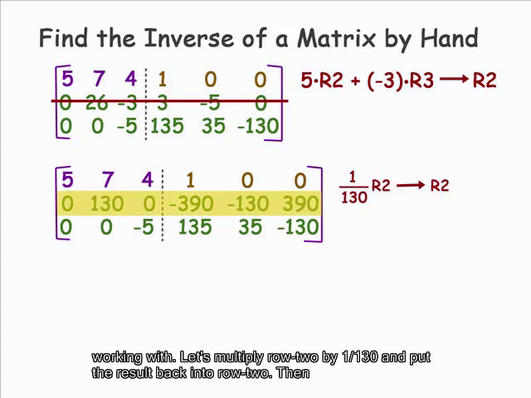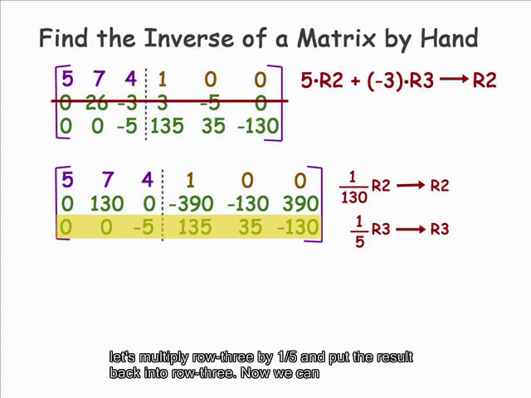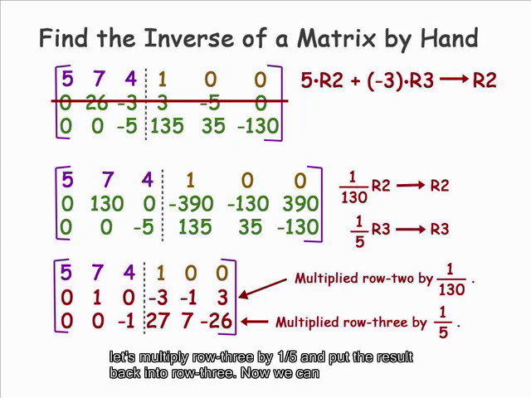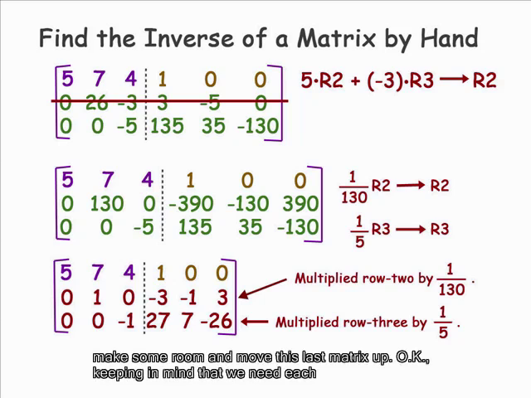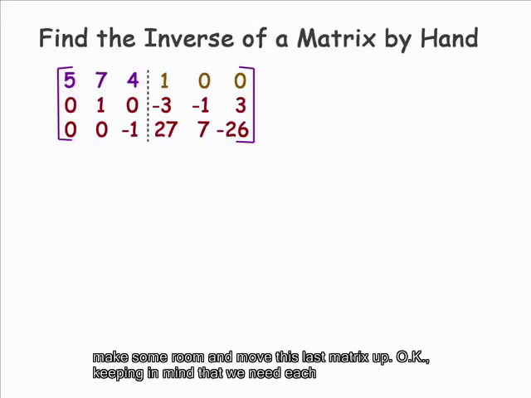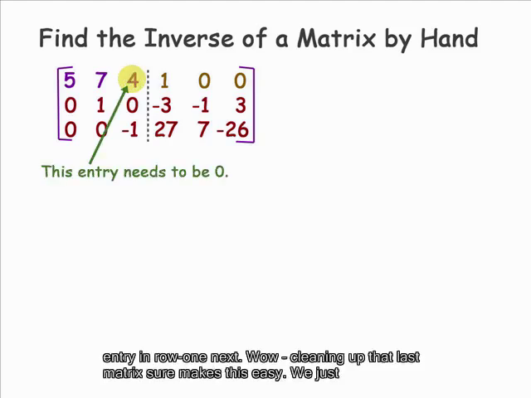Let's multiply row 2 by 1 over 130 and put the result back into row 2. Then let's multiply row 3 by 1 over 5 and put the result back into row 3. Now we can make some room and move this last matrix up. Keeping in mind that we need each entry above the main diagonal to be a 0, we should eliminate the third entry in row 1 next.